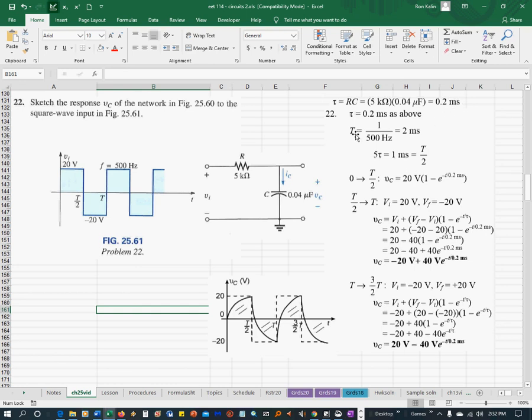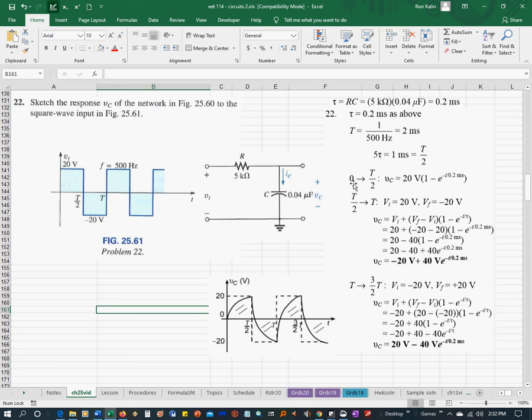And then the period: you're given the frequency is 500 hertz, so the period is 1 over 500 hertz, which is 2 milliseconds. So 5 tau would be 1 millisecond. It'd be 0.2 times 5. We're going to set that equal to T over 2, because remember, we talked about T over 2 before.